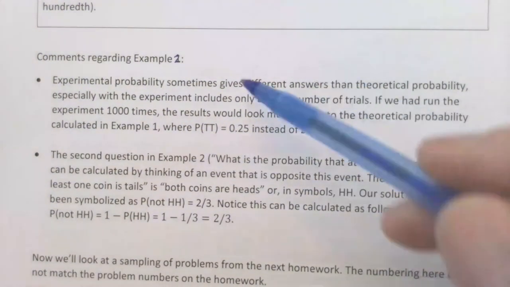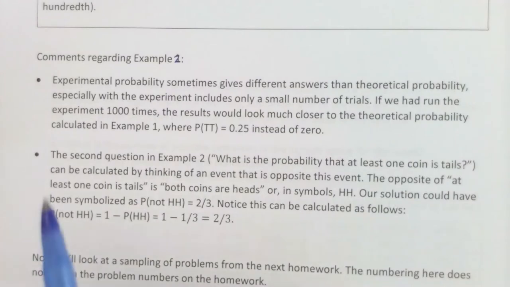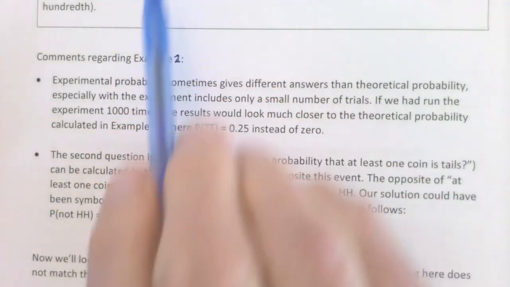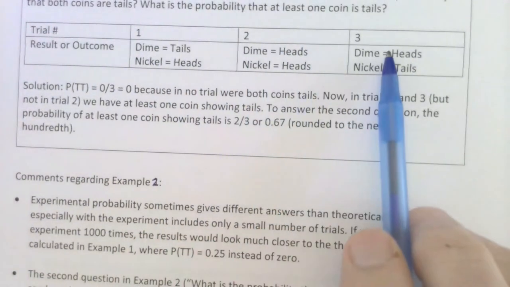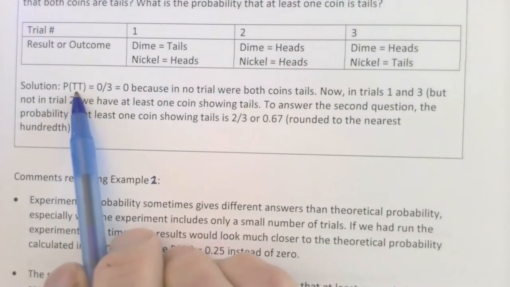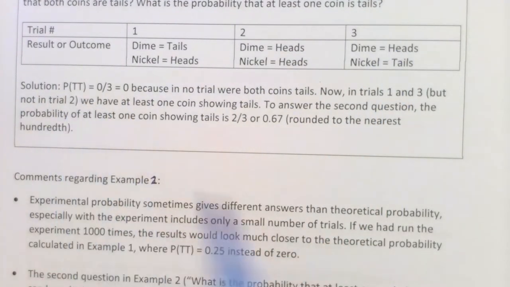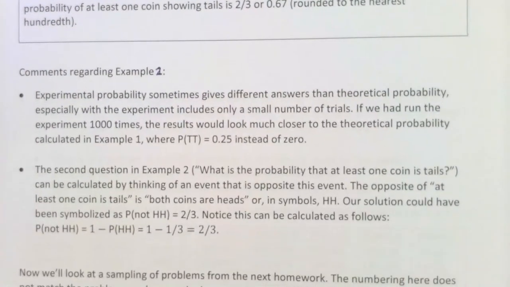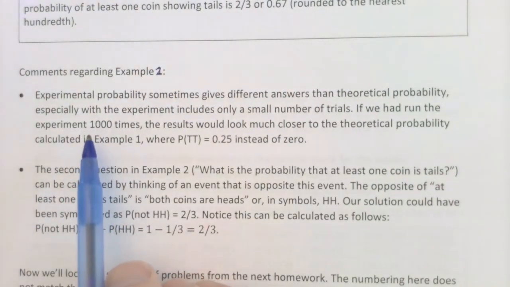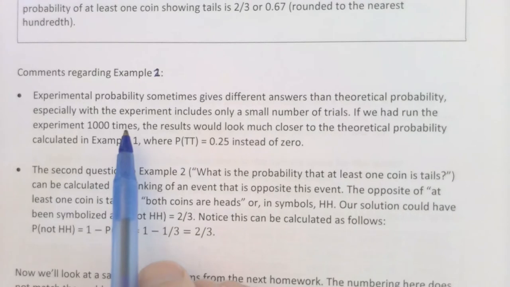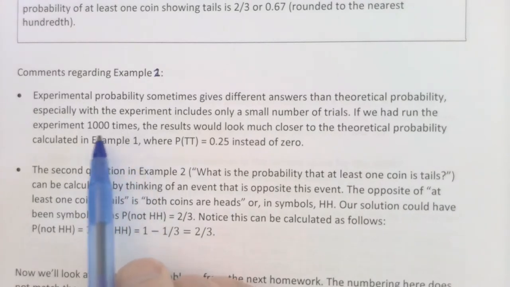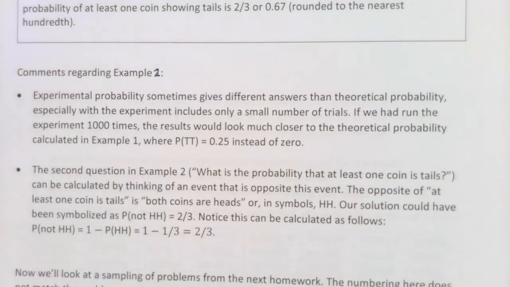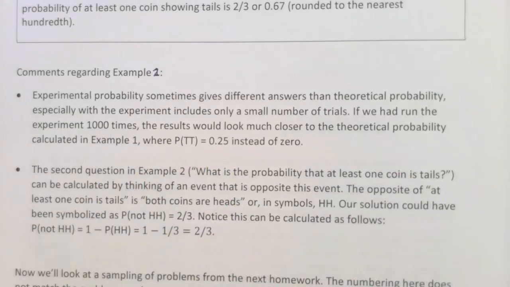I just discussed what's said here, but the idea is maybe just because we only did three trials up here, maybe that's why we concluded that there's no chance of seeing both coins showing tails. Probably if we had the time and the energy to do 1,000 trials, we'd get somewhere pretty close to 250 of them being tails and tails. But I don't think we'd be concluding that the probability of tails and tails is zero if we ran 1,000 trials.